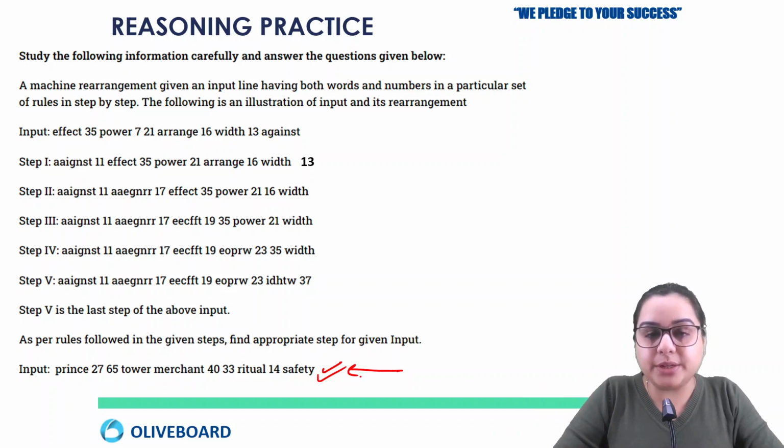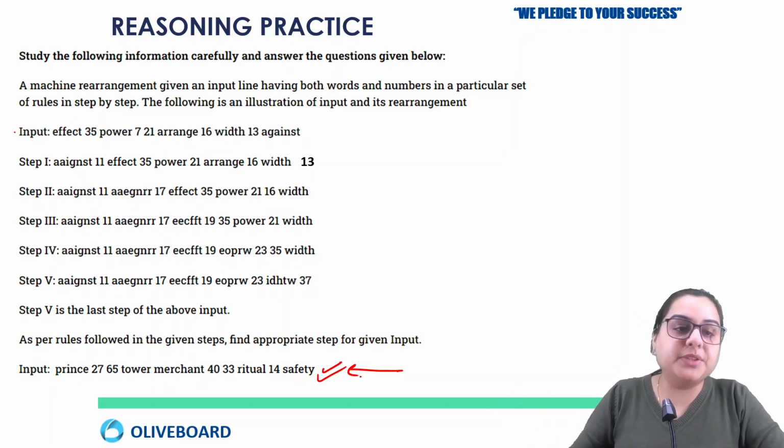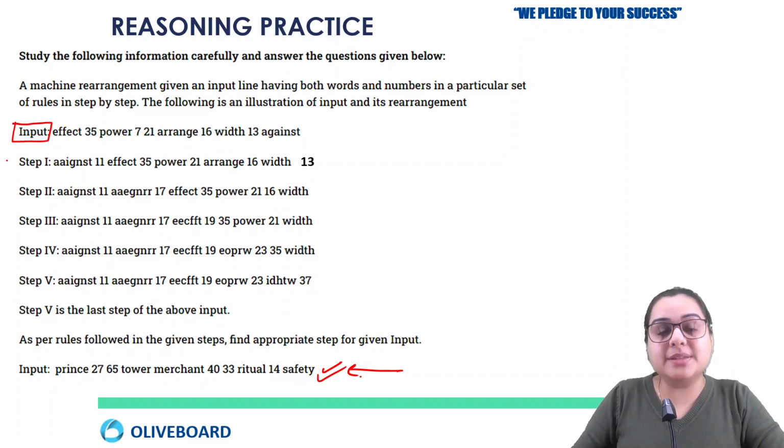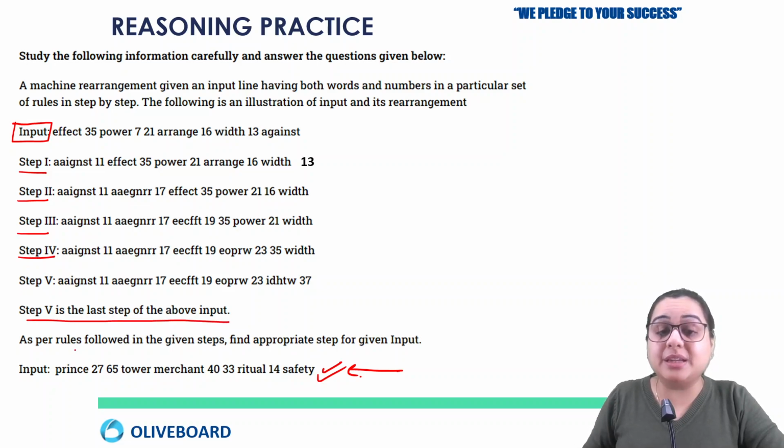Now first we are going to check how this input is getting solved. So see, this is your input. First we need to understand what an input is. Input means the unprocessed data. Then you have steps which represent the processing of input. And if it says that step number 5 is the last step of the above input, that means this is the output, or we can say this is the result. Just because this is the result, that's why this is the last step of the given input.